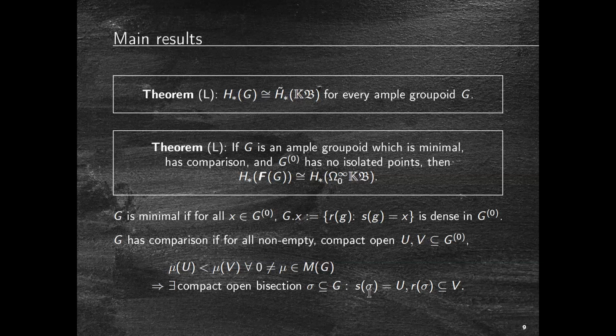So it means that the source of sigma and the range of sigma have the same measure. And then, because the range is contained in v, it has to have smaller measure. So it's really the other implication that comparison gives, that measures already control this type of behavior. Okay, so we need these two conditions to get this relation.